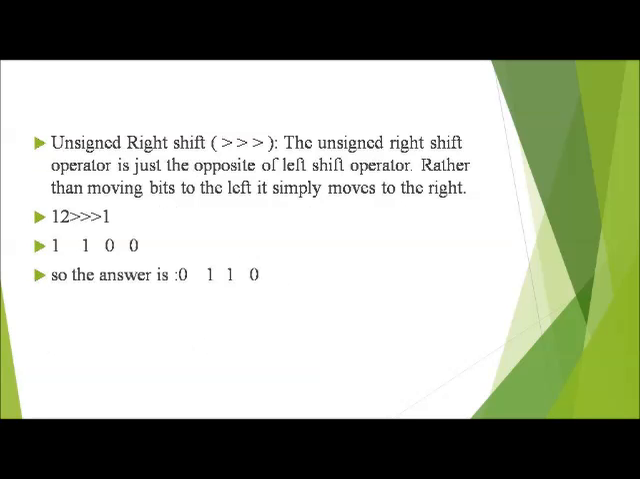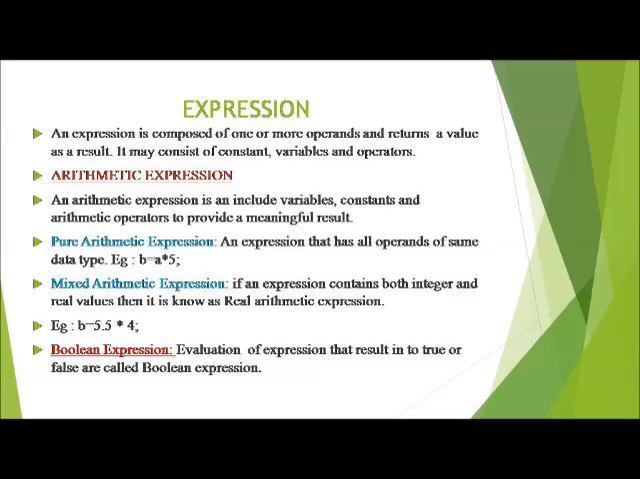1100. Unsigned right shift. The unsigned right shift operator is just the opposite of the left shift operator. Rather than moving bits to the left, it simply moves to the right. 12 unsigned right shift 1. 12 is 1100. So the answer is 0110.